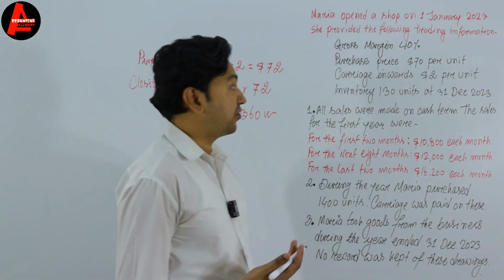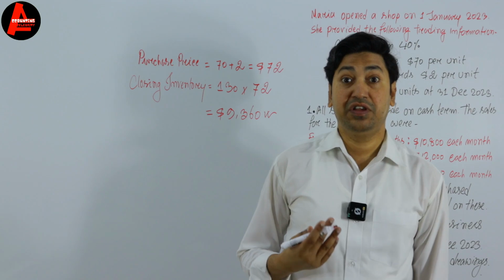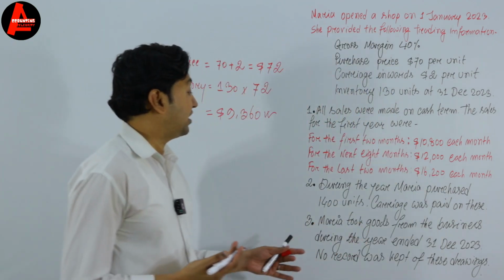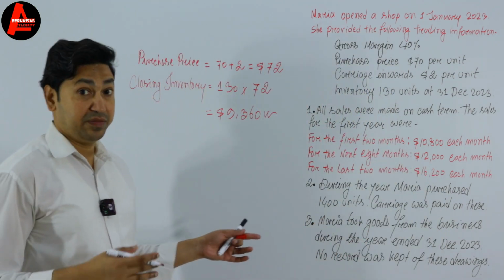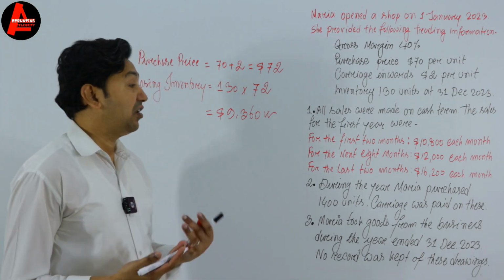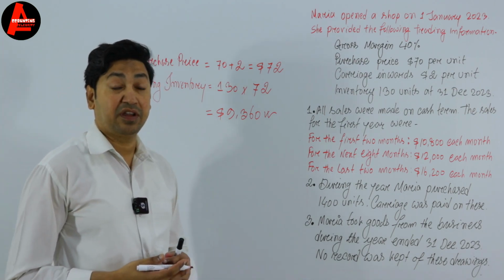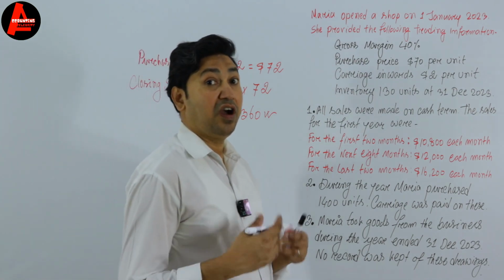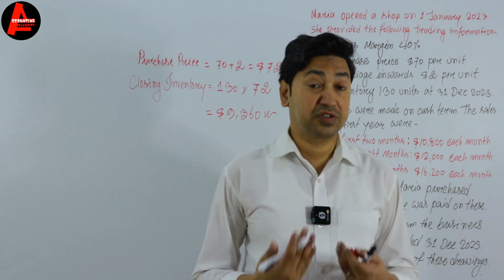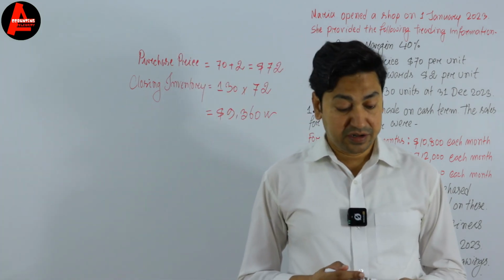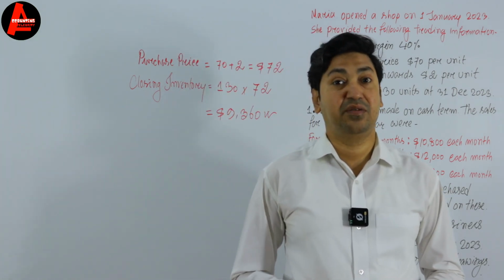So the next tutorial will be very important. As I told you, in this question there are no sales. We have to calculate the selling price, meaning the revenue. Then we have to prepare the income statement. So there I will show you how to figure out the gross profit by preparing the first section of the income statement.